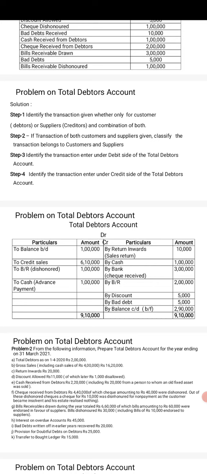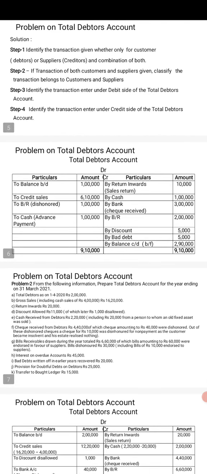By cash received from the debtors 1 lakh. By bank check received 3 lakh. By bills receivables 2 lakh. By discount 5,000. Bad debts 5,000. So if we count both the debit side and credit side, we find the debit side is more than the credit side. Therefore we'll get the balancing figure under the credit side by balance carried down.